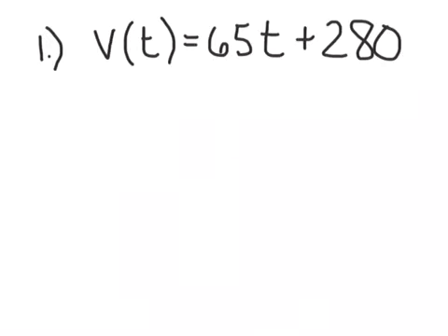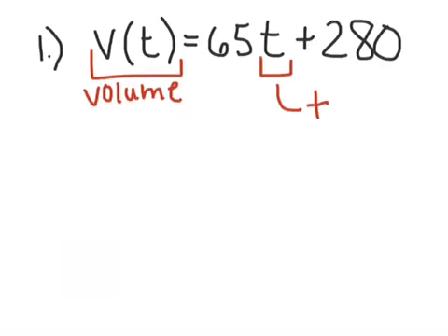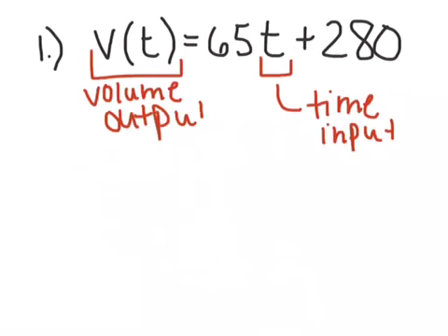So here's what we have. Let's just talk about the function notation first. V of t is our output. That's the volume. How much water? And t, our input, is time. Again, t is our input, and volume is our output. So that's how that function notation is working for us on this problem.